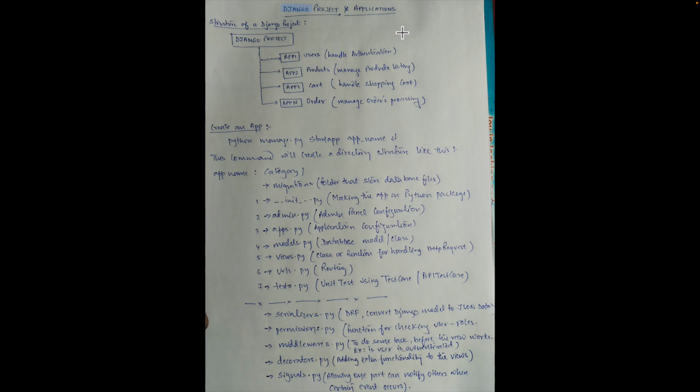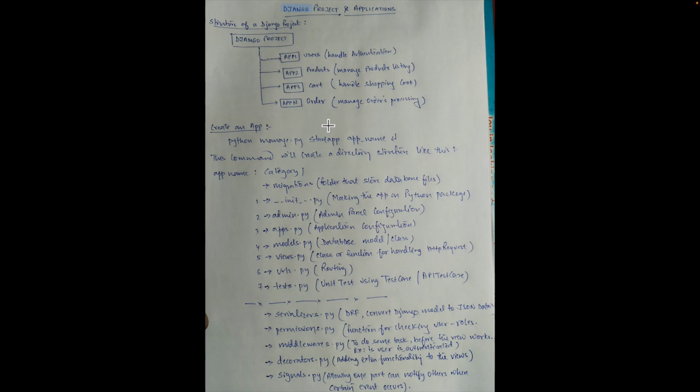Well, we know that Django is a backend framework, and in order to work on Django you need to create a project. Now once you have created the project, inside the project you're going to have different apps, like for example as you can see in this particular diagram. So there is a project within which there can be app 1, app 2, app 3 and so on.